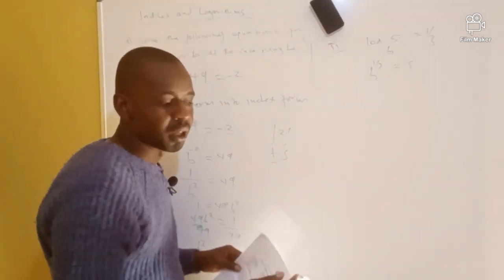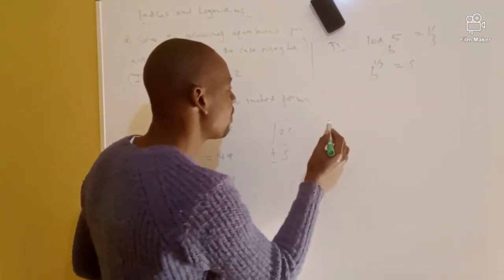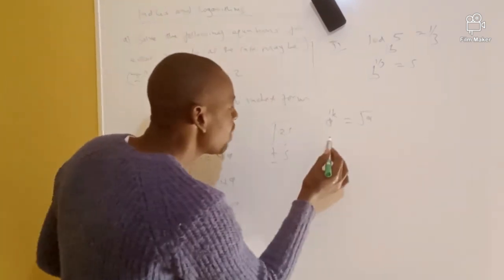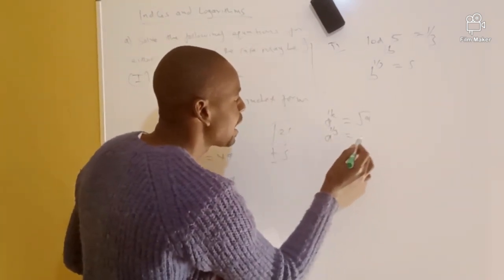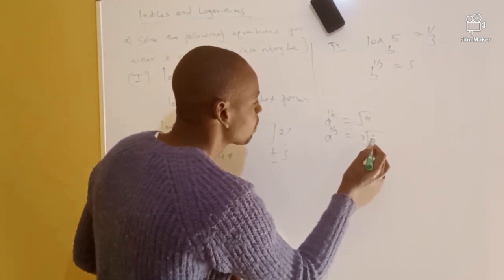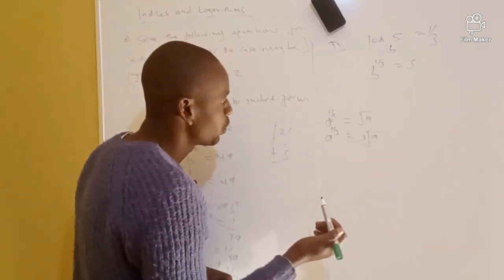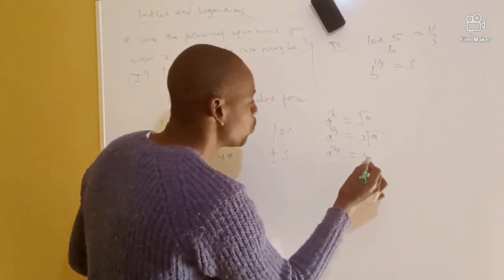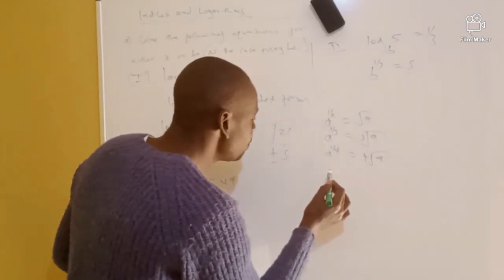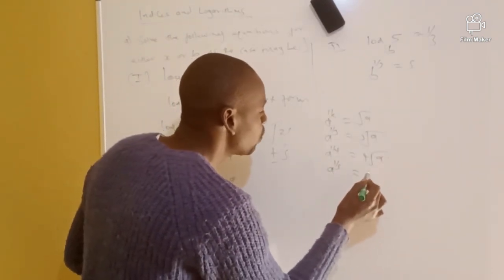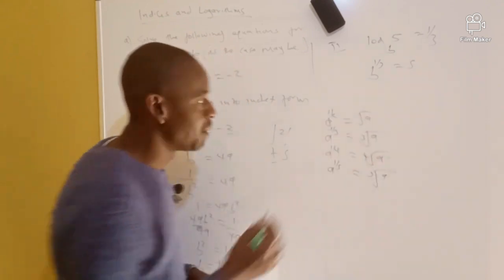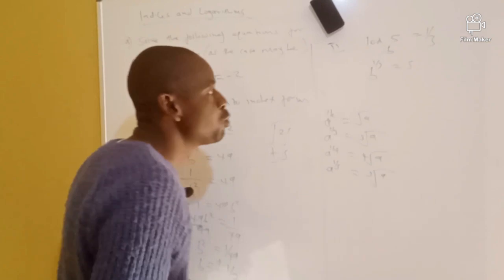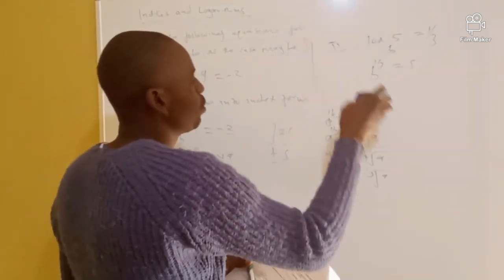Now, class, pay attention. If you have a number raised to a half, it's like the square root of that number. If you have a number raised to a third, it's the cube root of that number. If you have a number raised to a quarter, it's the fourth root. If you have a number raised to 1 over 5, it's the fifth root of that number. So if a number is raised to a third, it's just the cube root of that number.